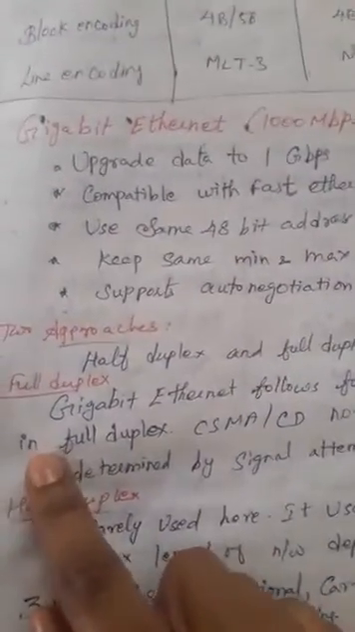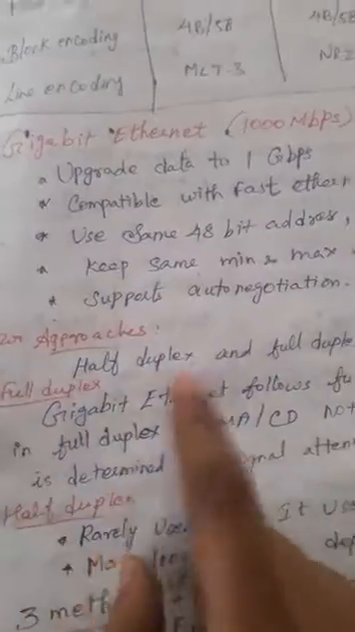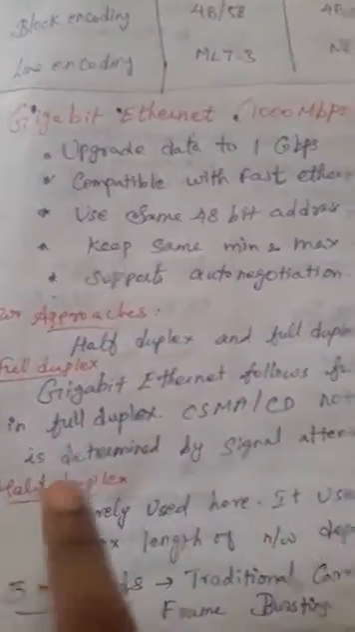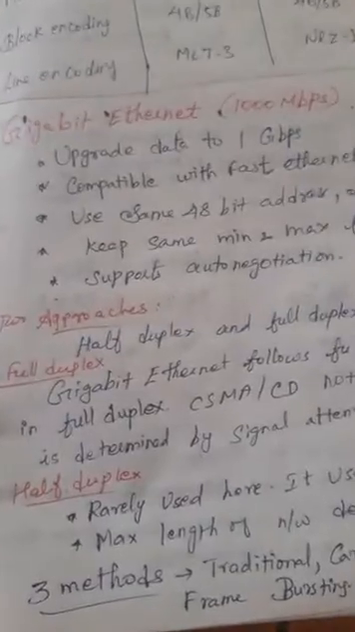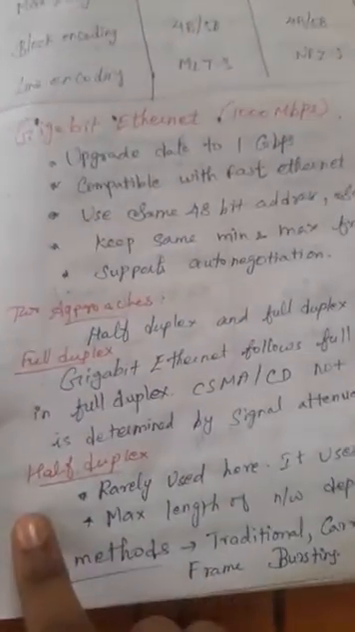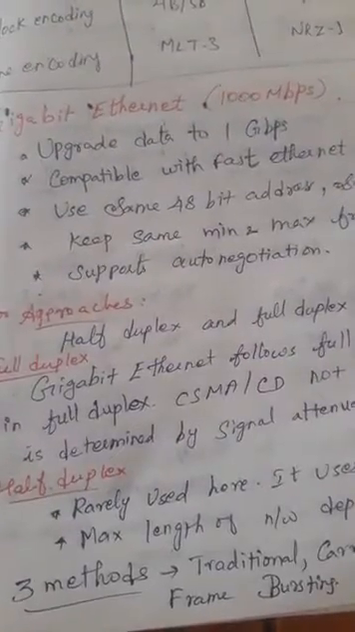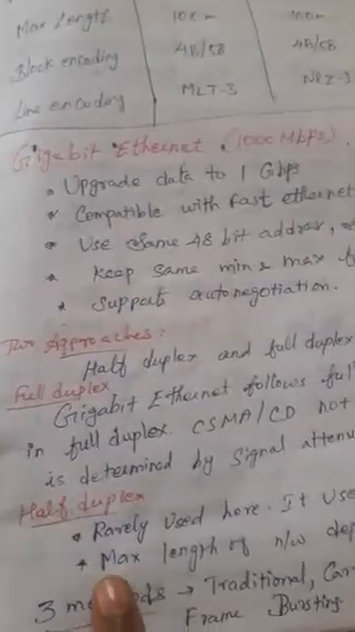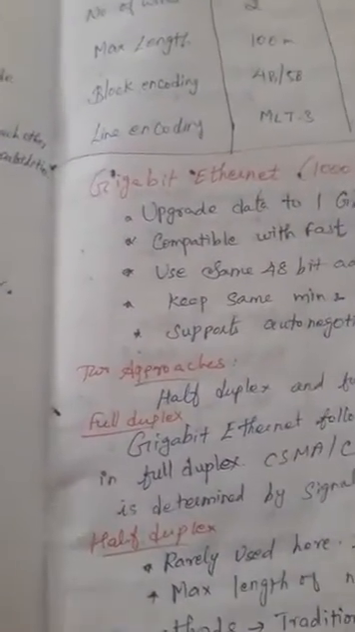Here we mostly use full duplex, not half duplex, because instead of CSMA/CD we are using signal attenuation. So collision is avoided here, and there is only a minimal chance of collision in full duplex. Half duplex is rarely used because it uses the CSMA/CD method, collision detection. The maximum length of the network depends on the minimum frame size in half duplex.